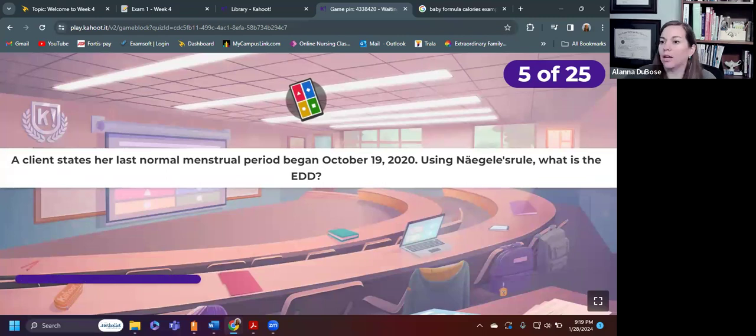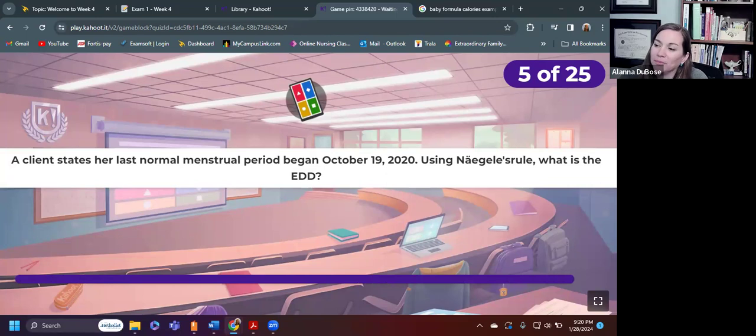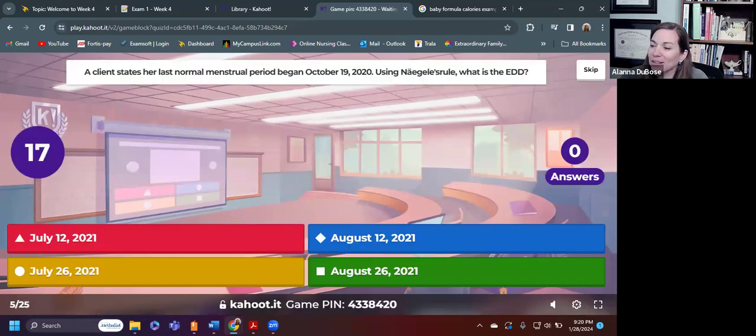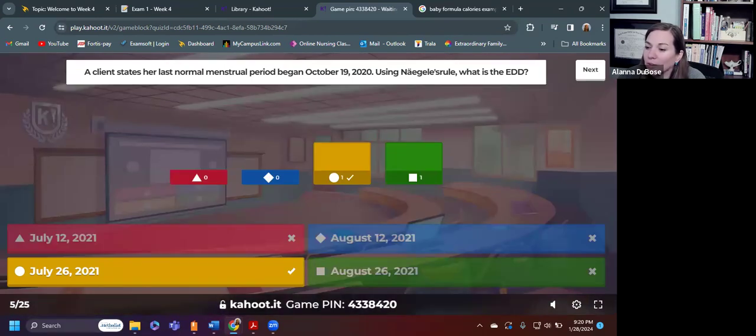A client states her last normal menstrual period began October 19th, 2020. Using Nagel's rule, what is the EDD? All right, so October 19th, 2020. Using that rule, come up with the due date, and the choices are July 12th, 2021 is the red choice. Sorry, I was trying to give you time to calculate it, and it takes a long time. So the answer is July 26th, 2021.